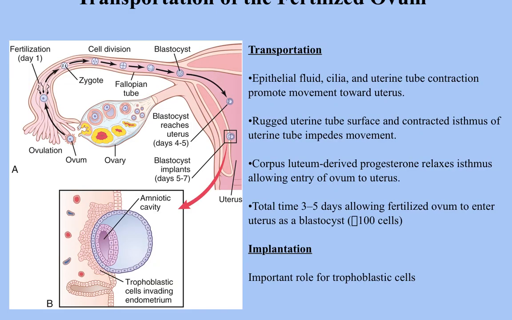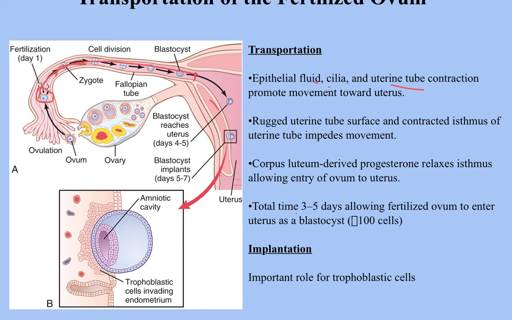Again, once fertilized, that zygote will travel down because of fluid, because of cilia, because of some uterine tube contractions, and it'll go towards the uterus. From the time it's fertilized to the time it travels down the uterine tube, look at the anatomy table when you do the dissection of Victoria, and look how short that uterine tube actually is.